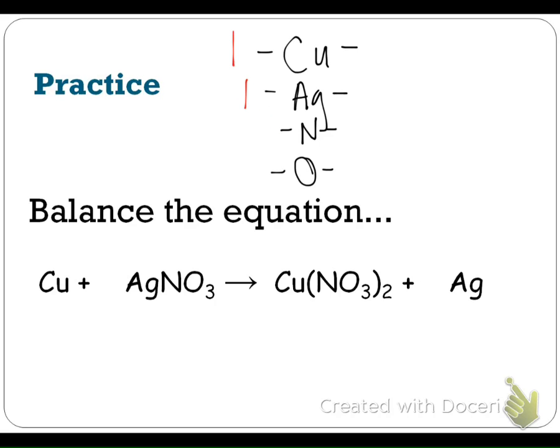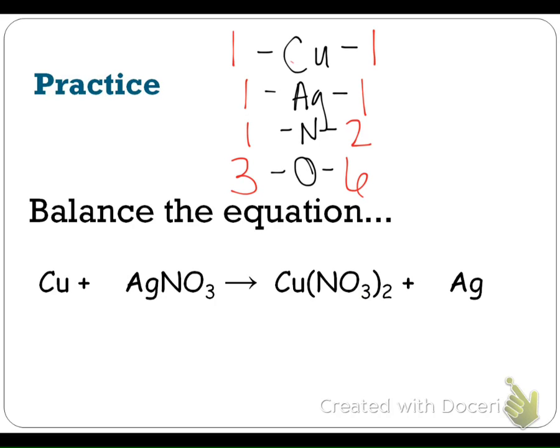Okay, so how many silver atoms do we have on the left side? Okay, how many nitrogen and oxygen? 3. Okay, so now let's jump to the right side of the equation. How many copper atoms do I have on the right side? 1. How many silver? Just 1. How many nitrogen? 2. Very good, because this 2 right here distributes inside. So we distribute that, so we have 2. How many oxygens do we have? 6. We distribute the 2 to the 3, we multiply, and we have 6.